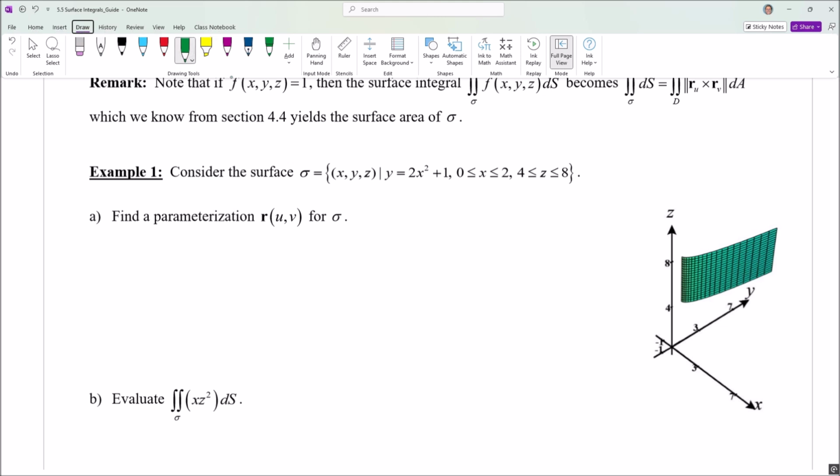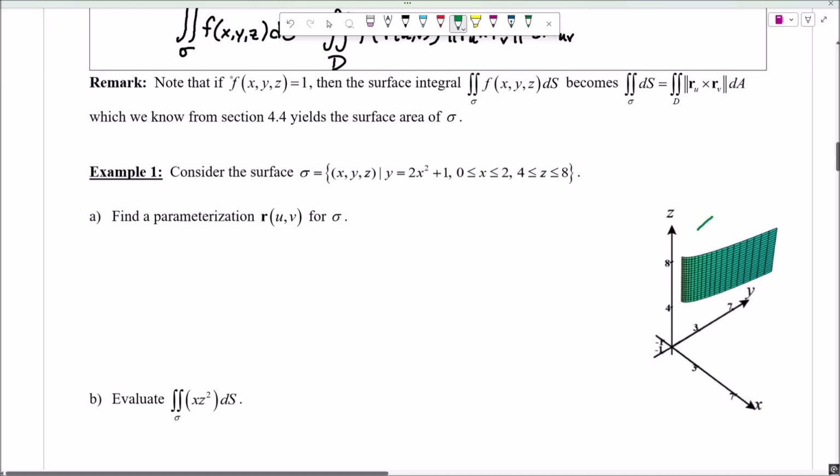You could actually see that my parabola shape could probably be extended, right? And I can kind of imagine it going off like this. But I have this parabola-like shape, and I'm only graphing part of it. I'm only graphing it on the range where x goes from 0 to 2. And it has some height distinctions here where z only can go from 4 to 8.